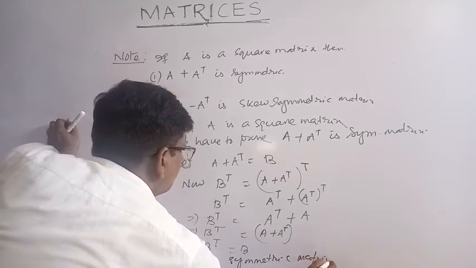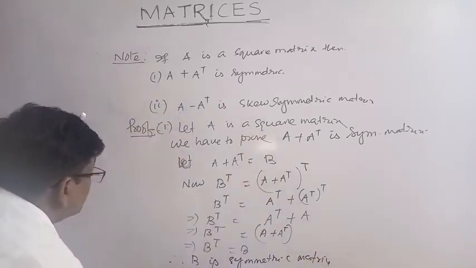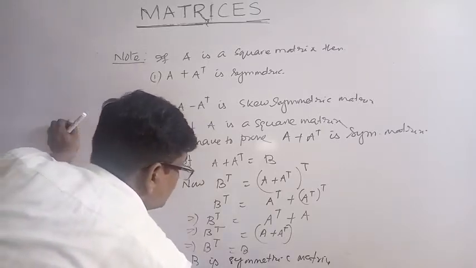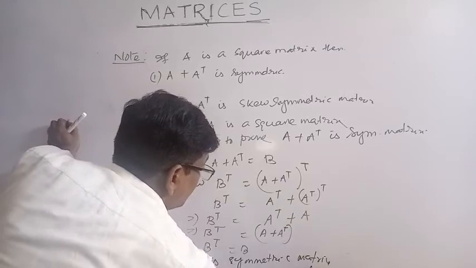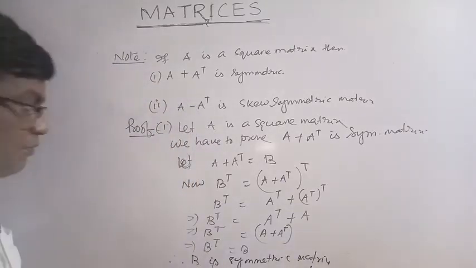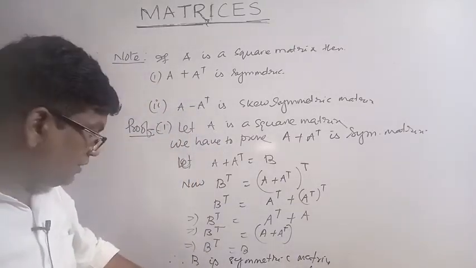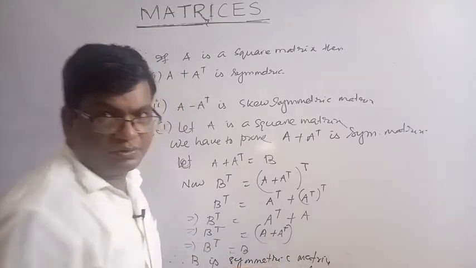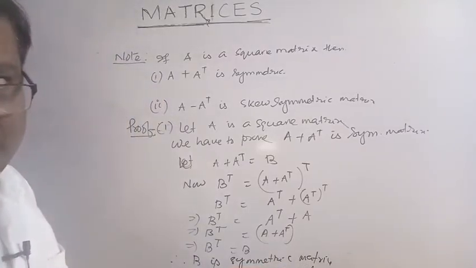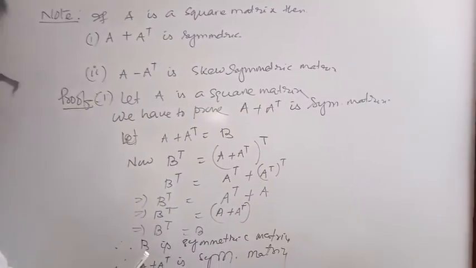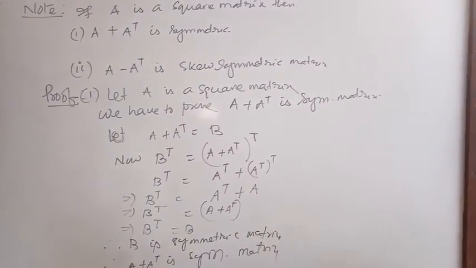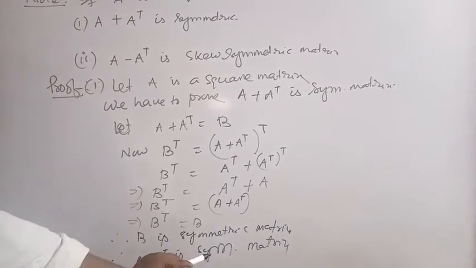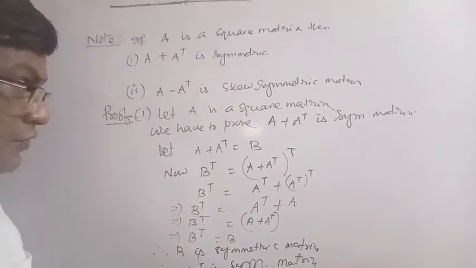Where B is equal to A plus A transpose, so A plus A transpose is a symmetric matrix. Clear? Okay. Now the second proof.